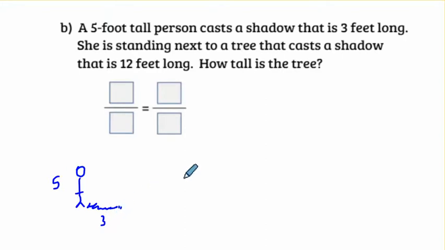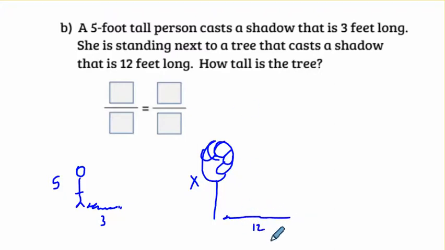Okay. And then we've got a tree. Here's my lovely tree. And we don't know how tall the tree is. Let's call it X. But it has a shadow that is 12 feet long. So we can set up a proportion. We just have to make sure that everything is in the correct order.